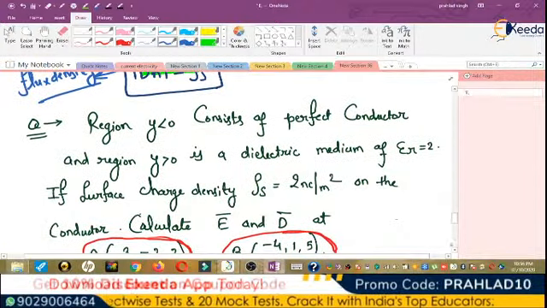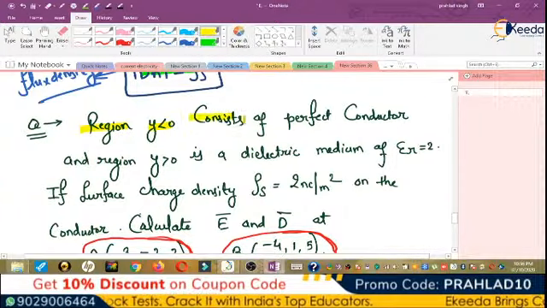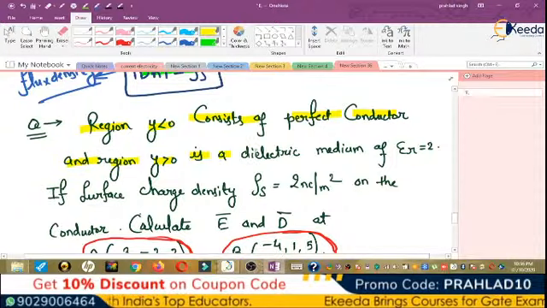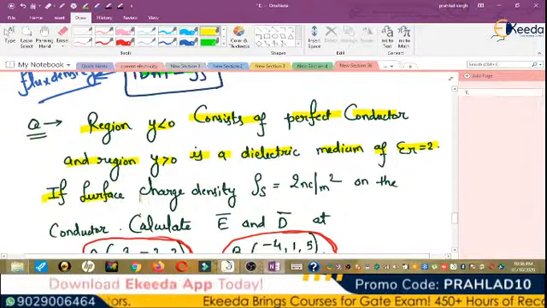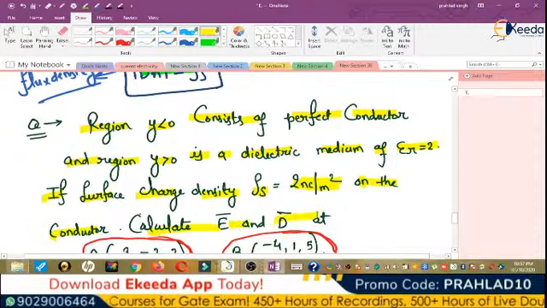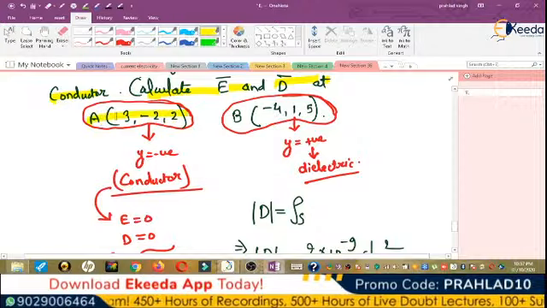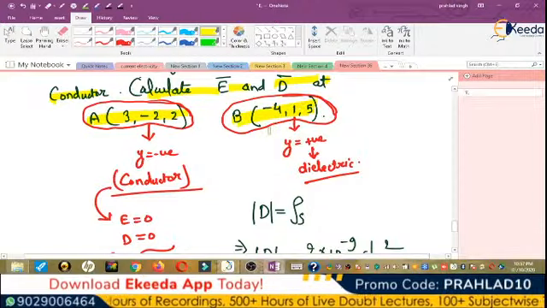Now based on this, we are solving one numerical. Region y less than 0 consists of a perfect conductor, and region y greater than 0 is a dielectric medium with epsilon r equal to 2. If the surface charge density rho s is equal to 2 nanocoulomb per meter square on the conductor, then calculate E and D at point A (3, -2, 2) and point B (-4, 1, 5).